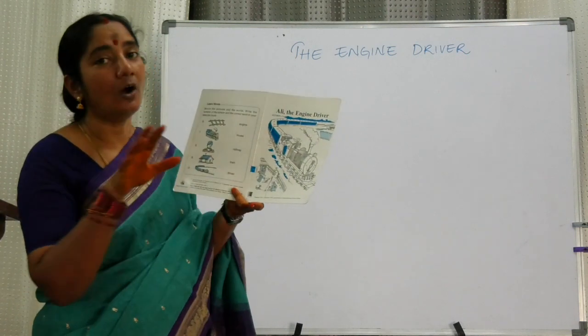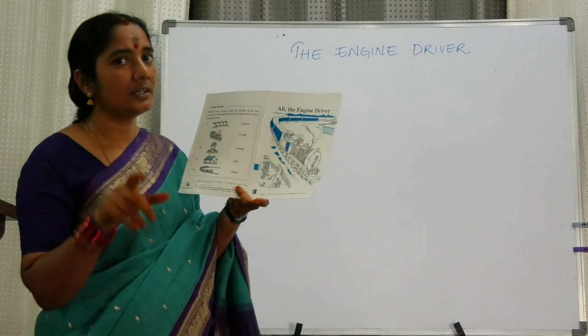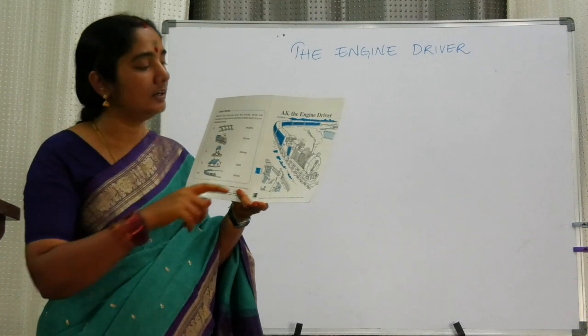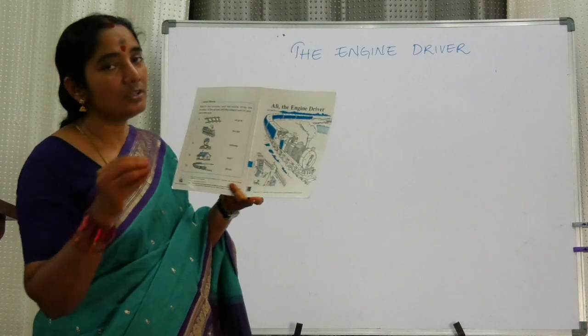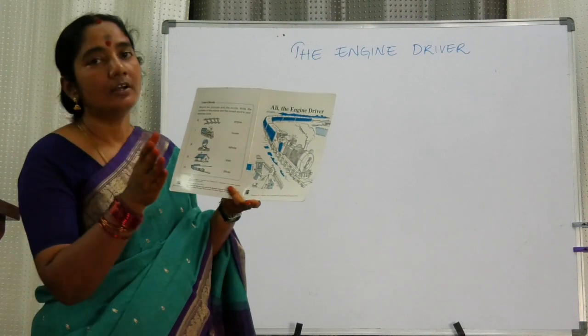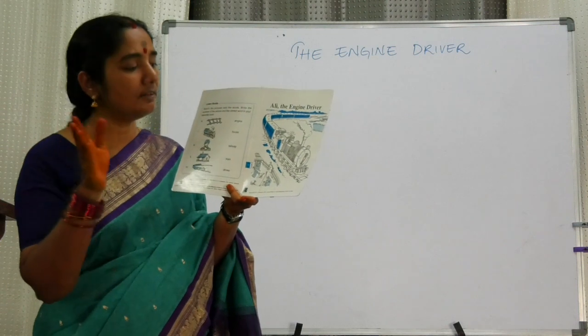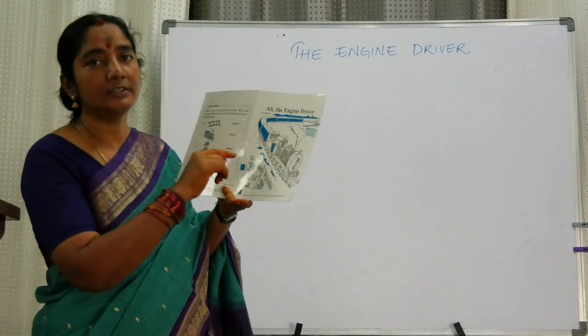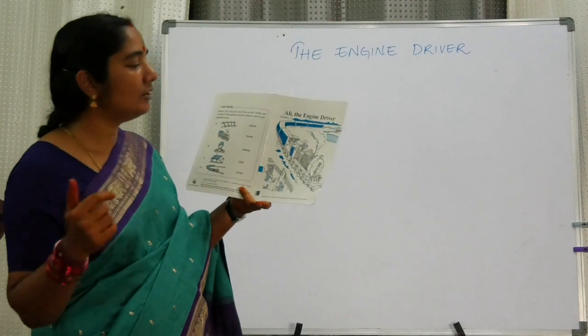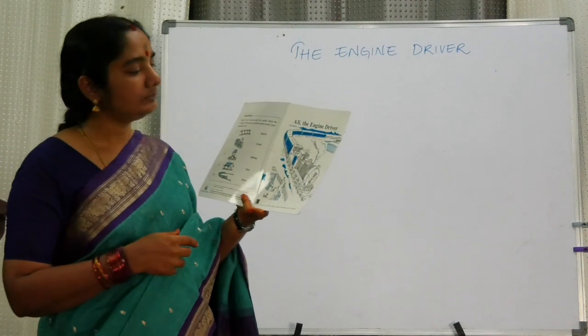And he is giving a horn. When any obstacle comes, he gives a horn. So, there is a loud sound. Because of this sound, all the animals and all the obstacles will move. So, he is an engine driver, the train engine driver. I think now you understood who a driver is.